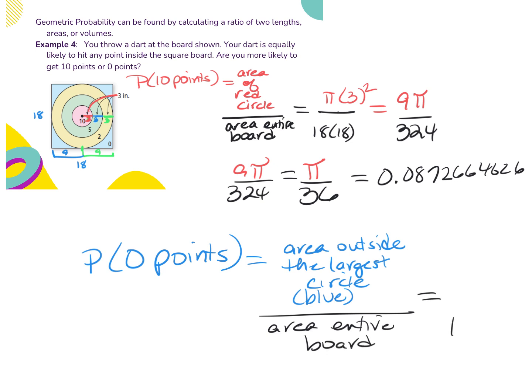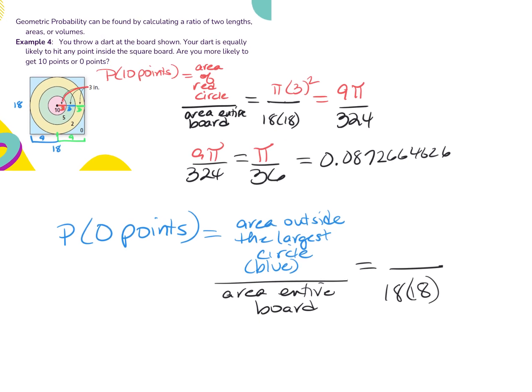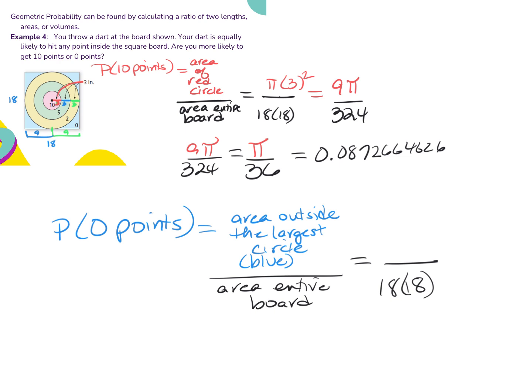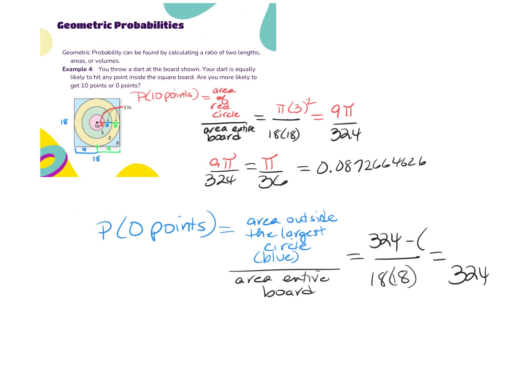So my entire board is still the same. It's 18 times 18. Now the area outside the largest circle, I'm going to take this 18 times 18, the 324, and then I have to subtract the circle. And notice my circle had a radius of 9. So for the inner circle, let me just show, it's this whole circle here that I'm going to subtract out that area. So it's going to be pi times 9 squared.